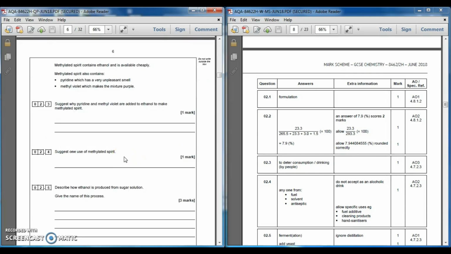For 2.3, why pyridine and methyl violet are added?